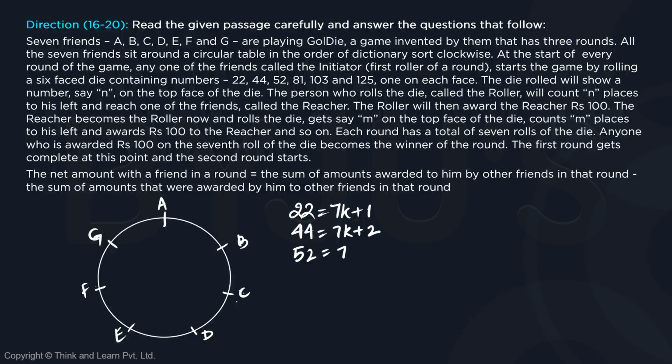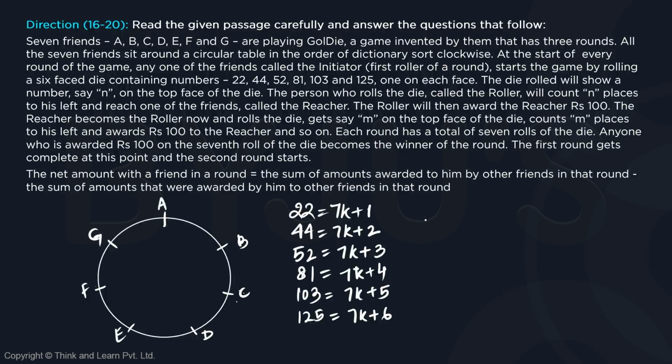52 is a number which is of the form 7k plus 3. 81 is 77 plus 4, so that is 7k plus 4. 103 is 98 plus 5, which is 7k plus 5. And 125 is 119 plus 6, that is 7k plus 6.